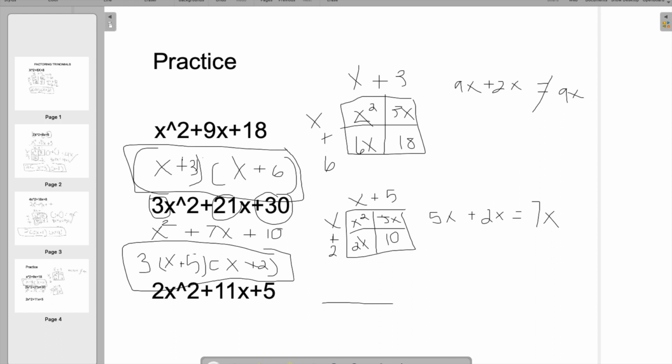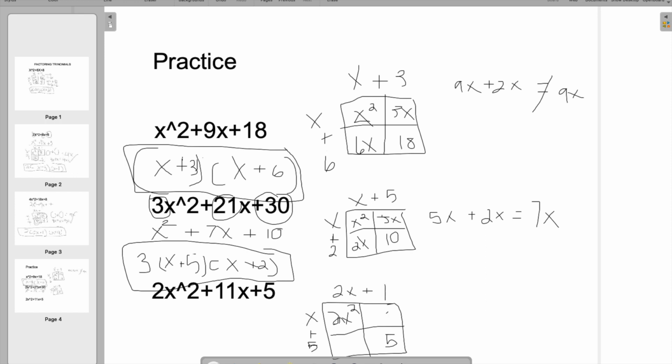So as you can see, for the last question, none of the coefficients have a greatest common factor. So we're going to have to just do it the hard way and put in 2x squared on the top box, 5 on the bottom box, and the middle two boxes are going to equal 11x. So 2x on the top, x to the side, because 2x times x equals 2x squared, and then addition, because we are only working with addition for now.